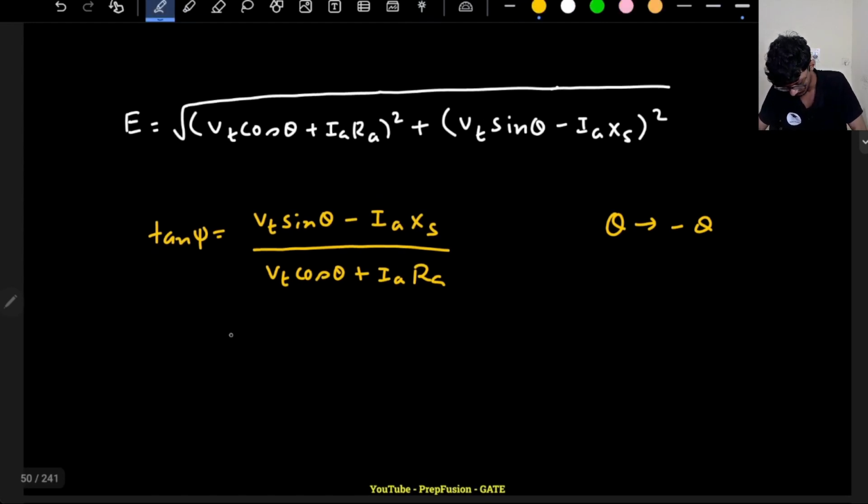This is another formula, right? Basically your tan, this is tan theta plus delta. This will work if I replace theta with minus theta. Kind of yes, yes, it will work.